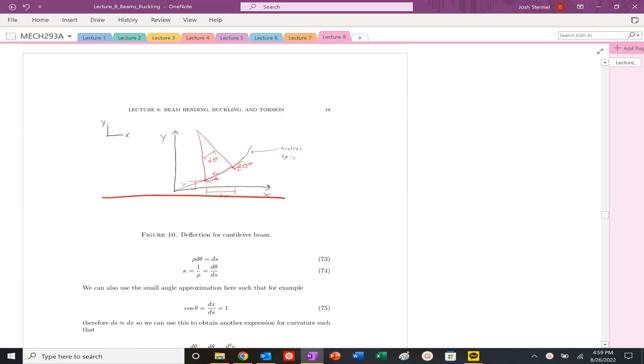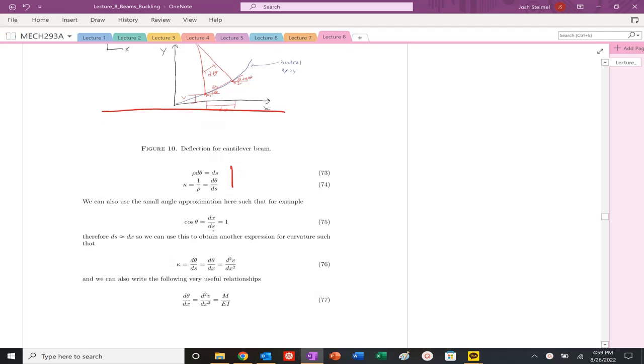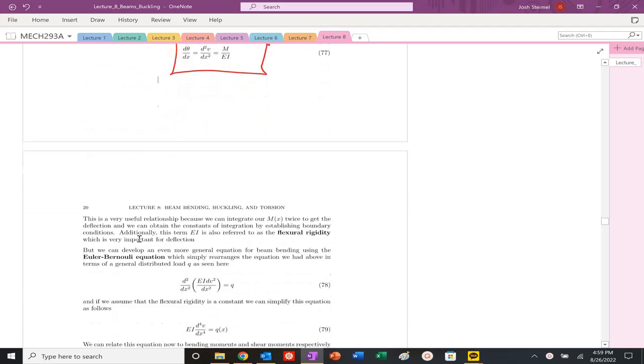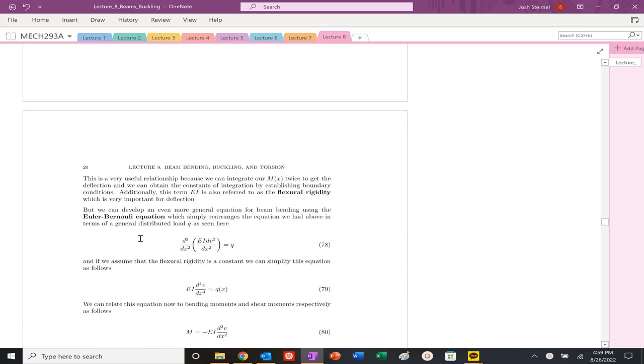So we're going to follow a very, very similar procedure. We are going to look at essentially curvature, and we're going to relate it to that deflection that we see here, d theta ds. We can use small angle approximation, and then we can relate this change in that angle to our other parameters here. One quick note: E times I is our flexural rigidity. It's a very, very important term, and we'll see that a little bit later.